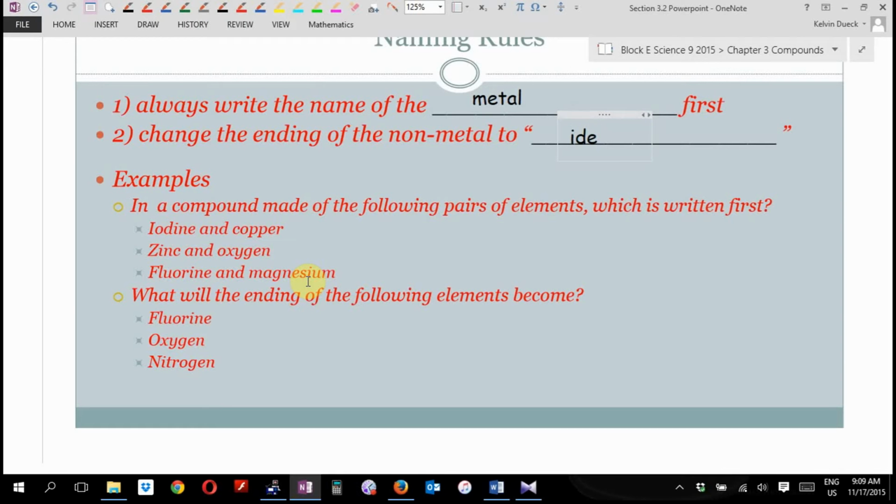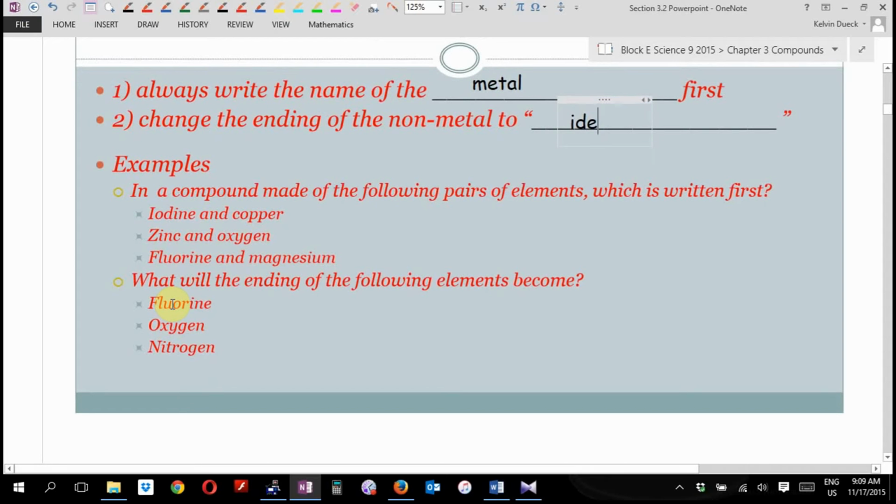I kind of wondered. So what will the ending of the following elements become? Fluorine becomes fluoride, oxygen becomes oxide, nitrogen becomes nitride. Okay.